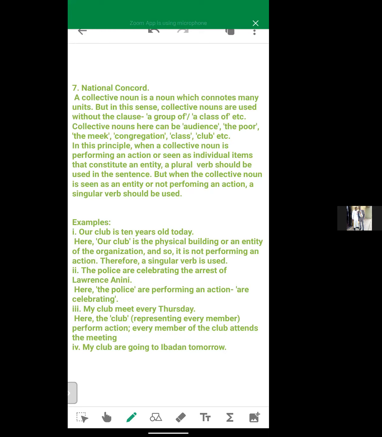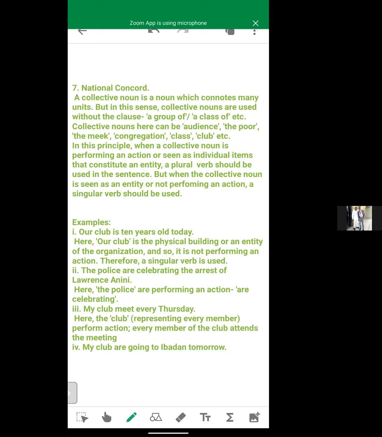For instance, example one: our club is 10 years old today. In this example, the club is a physical entity and not the people, so it is not indicating the people there. So that club is an entity, and you use a singular verb for it.